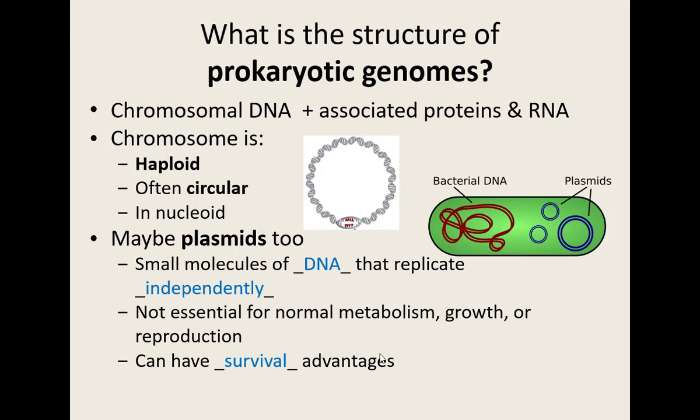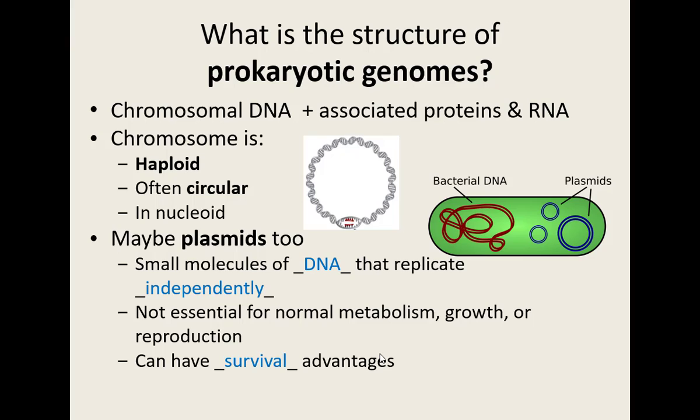Now, prokaryotic, so we're talking bacteria, prokaryotic DNA is still going to have a lot of those same identical characteristics, but slightly different as well. So DNA is found in its chromosomes in a prokaryote, a bacteria. And the chromosomes that bacteria have are haploid, which means they have half the number of chromosomes. And when I say half the number, they're not paired.